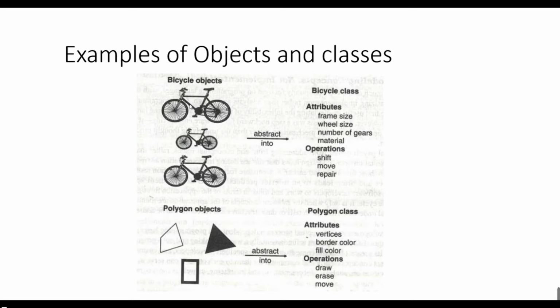world. For example, this is Tom's bicycle, this is Jack's, and this is someone else's bicycle. And it means in the real world there are many different bicycles or different objects. And if we want to develop a software system to manage so many objects, we need to abstract these bicycle objects into a bicycle class.